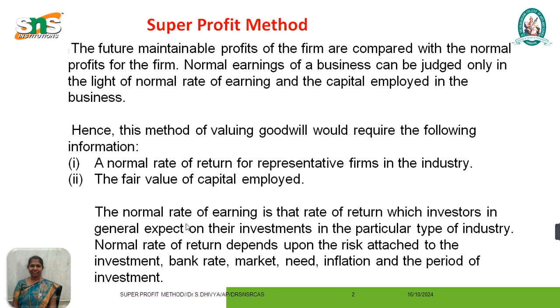Now we see the meaning. The super profit method compares the profit of the firm with the normal profit for the firm. Normal earnings of a business can be judged only in the light of the normal rate of earning and capital employed in the business. Hence, this method of valuing goodwill requires the following information: first, the normal rate of return for the respective firm, and second, the fair value of capital employed.